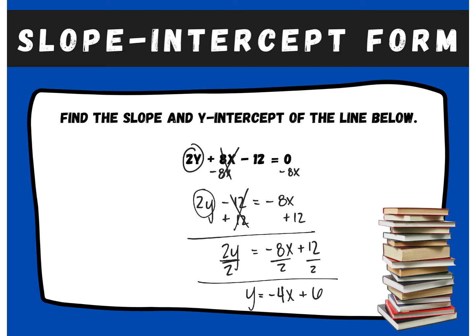From here, I can find my slope, which I see is negative 4, and I can find my y-intercept, which I can see is positive 6 or (0, 6).